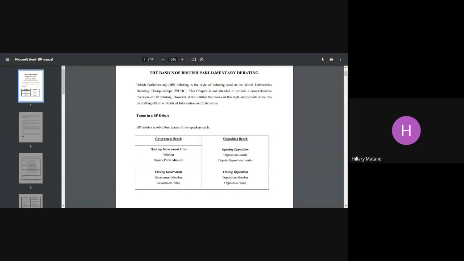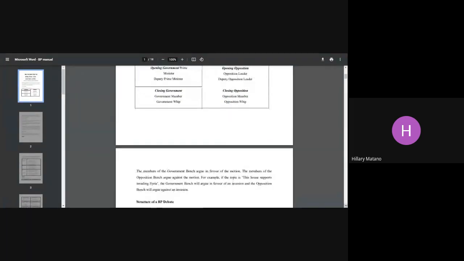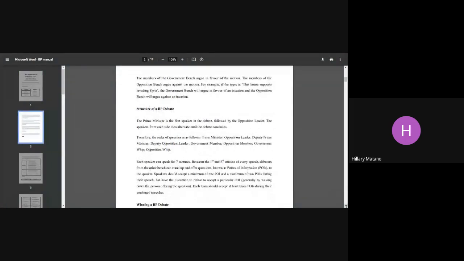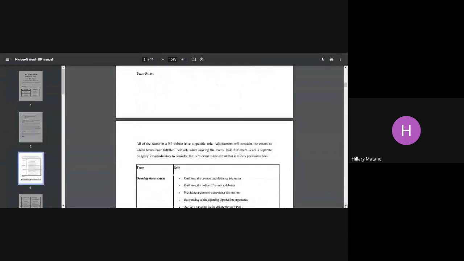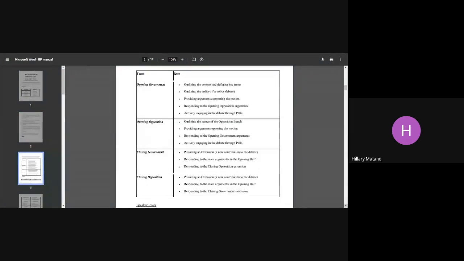I believe you can scroll down, Moses, so that we look further into the roles of what each of these team members does. Before we get to the speeches, I'll take you back a bit. The speeches are in a zigzag manner.